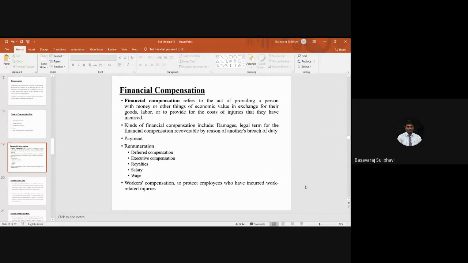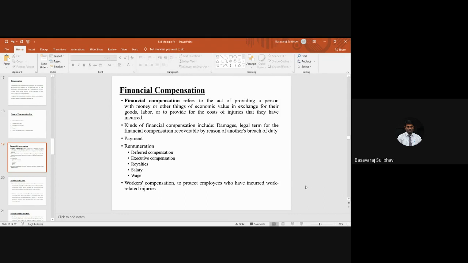So there are different kinds of financial compensation which will include damages, or maybe some legal terms for the financial compensation recoverable by reason of another's breach of duty. Maybe the loss which sometimes is incurred by an organization due to the mistake of an employee or a group of employees. So sometimes some amount will also be deducted from their salary for making up the losses incurred due to their negligence.